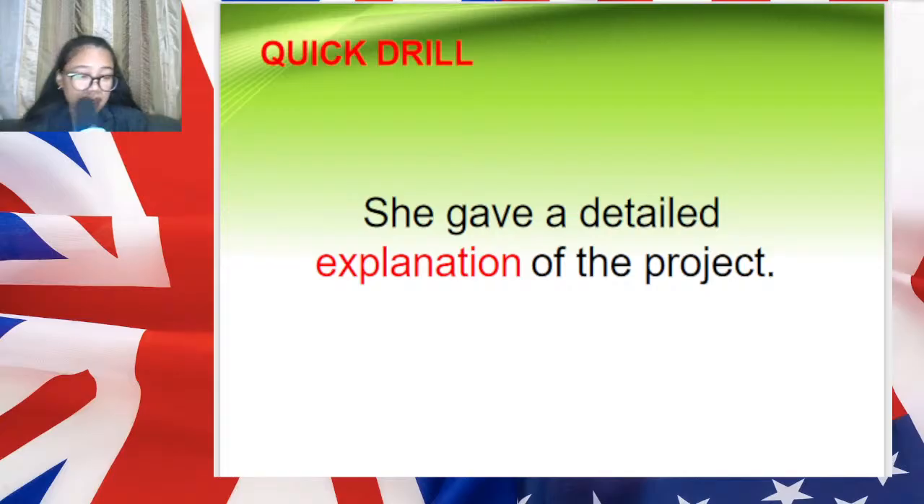So, she gave us a detailed explanation of the project. Here we see the classic tion suffix. In explanation, the syllables are ex-pla-na-tion. We hear the stress on na, not on tion. That's because tion is never emphasized. It's like a silent signpost that says, "Don't stress me, stress the others."